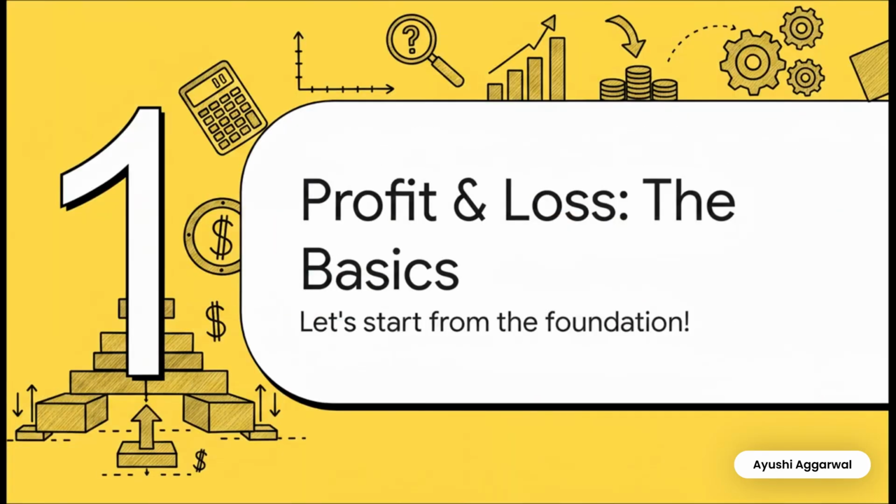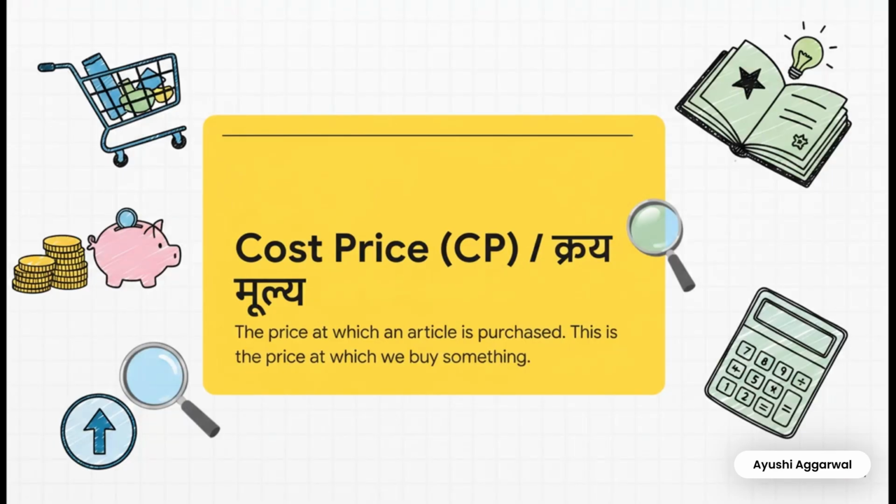Okay, so you know how it is. To master any topic, you've got to have a really strong foundation. So first things first, let's understand some basic but super important terms. First up, we have the cost price, or CP. In the simplest terms, it's just the price you pay to buy something. Think of it as the starting block for every single calculation we're going to do. You got to remember this one.